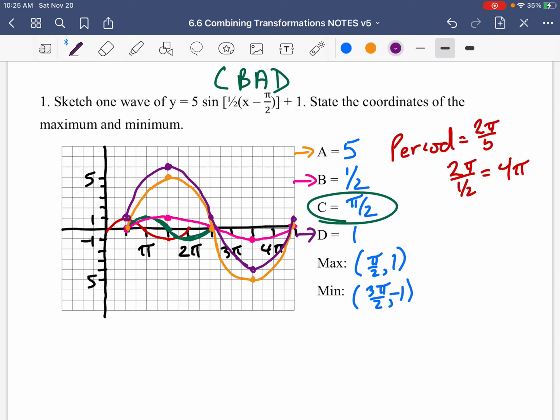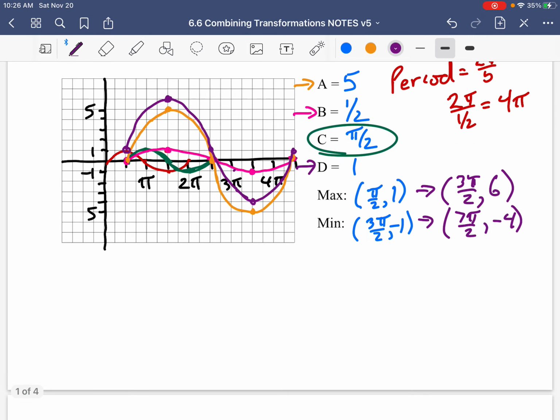Okay. Now, what's our new maximum and minimum? Well, you can read it off the graph. That is 3 pi over 2 and 6. And that is 3 pi. Halfway between 3 and 4, that is 6 pi over 2, 7 pi over 2, or 3.5 pi, and minus 4. Now, for those points, remember, I really need you to be able to go x goes to x over b plus c. So this is x divided by 1/2 plus pi over 2. So that, oh, sorry. Apologies, that is.